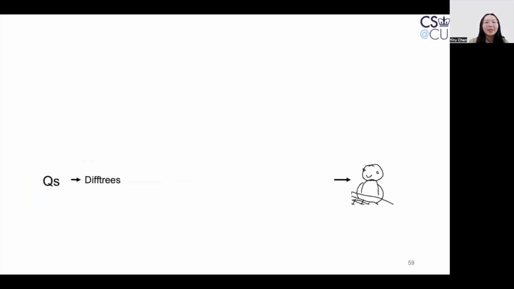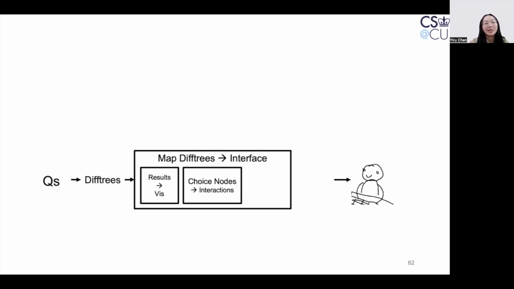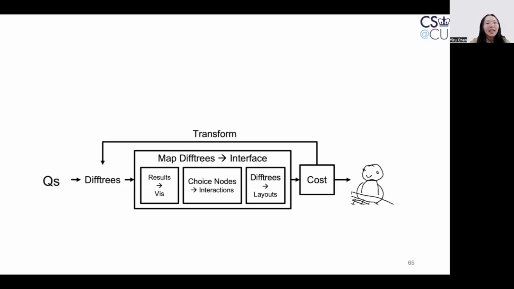So to put all these steps together, PI2 initializes the system by parsing the initial input queries into diff trees, and then maps diff trees to an interface by mapping results to visualizations, choice nodes to interactions, and the diff tree to its layout. And finally, we cost the output interface. And then we either return it or transform the tree further.